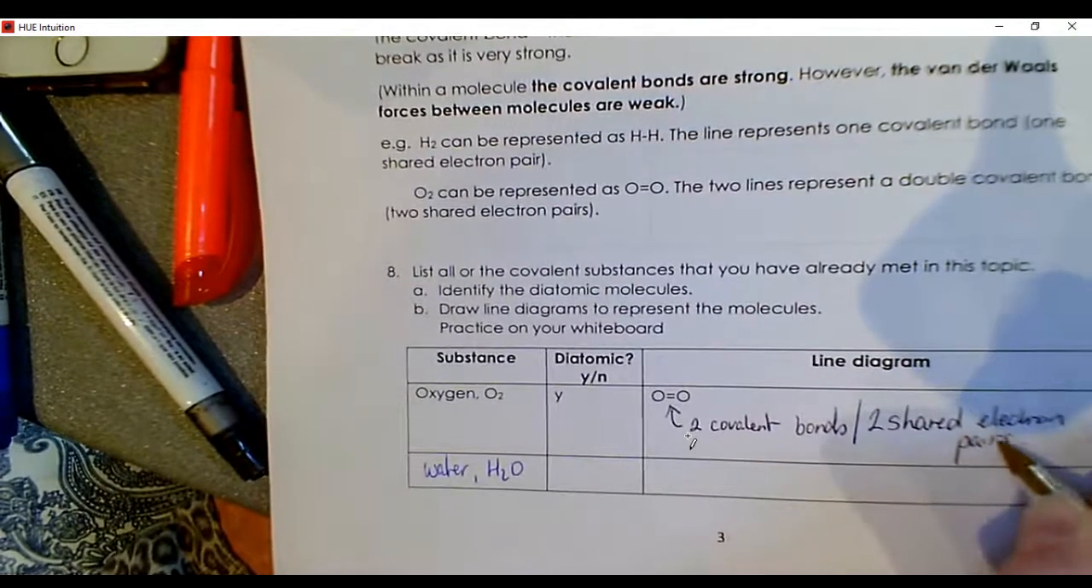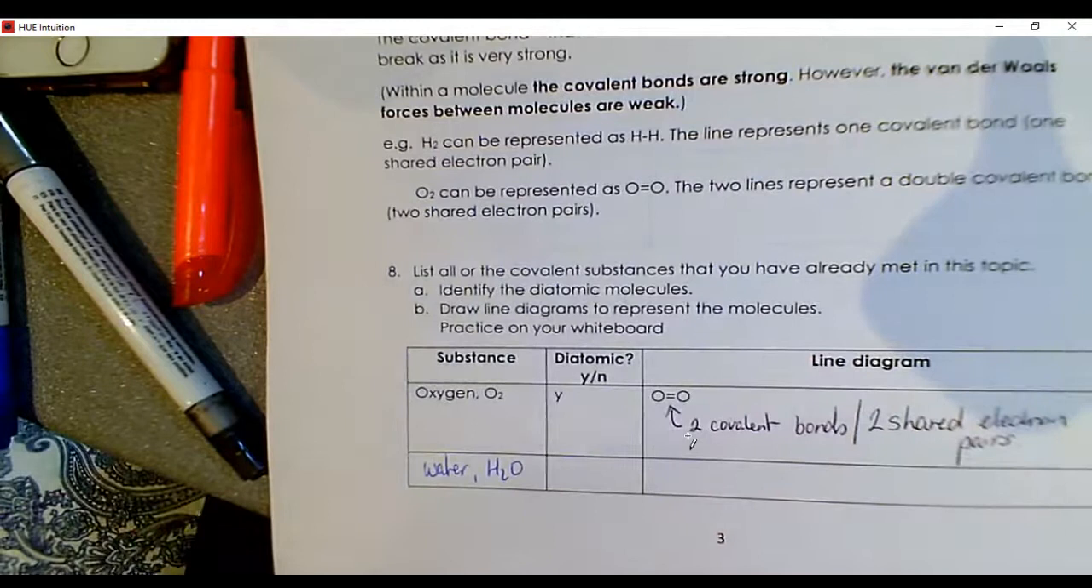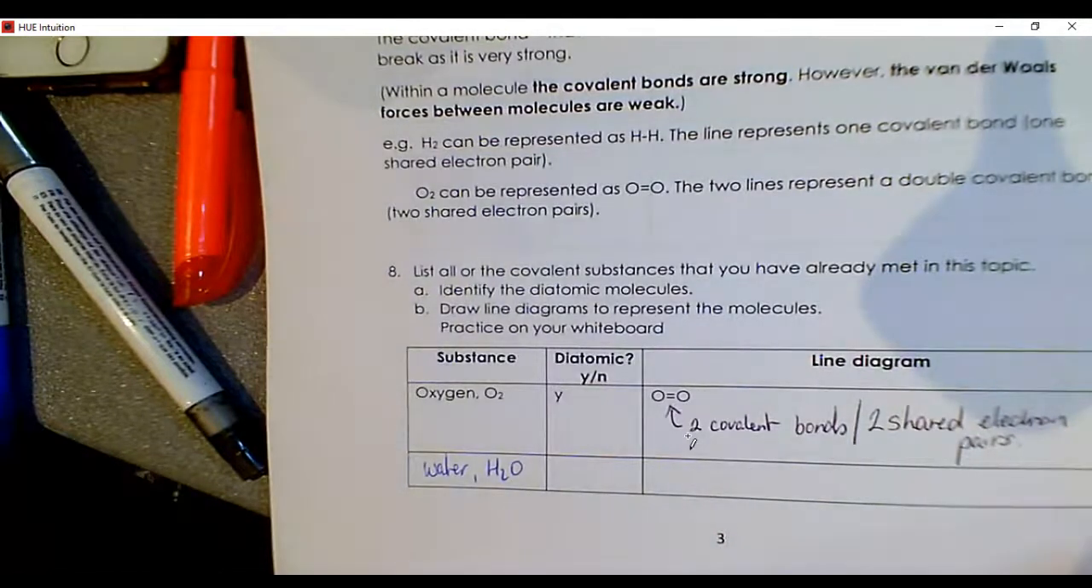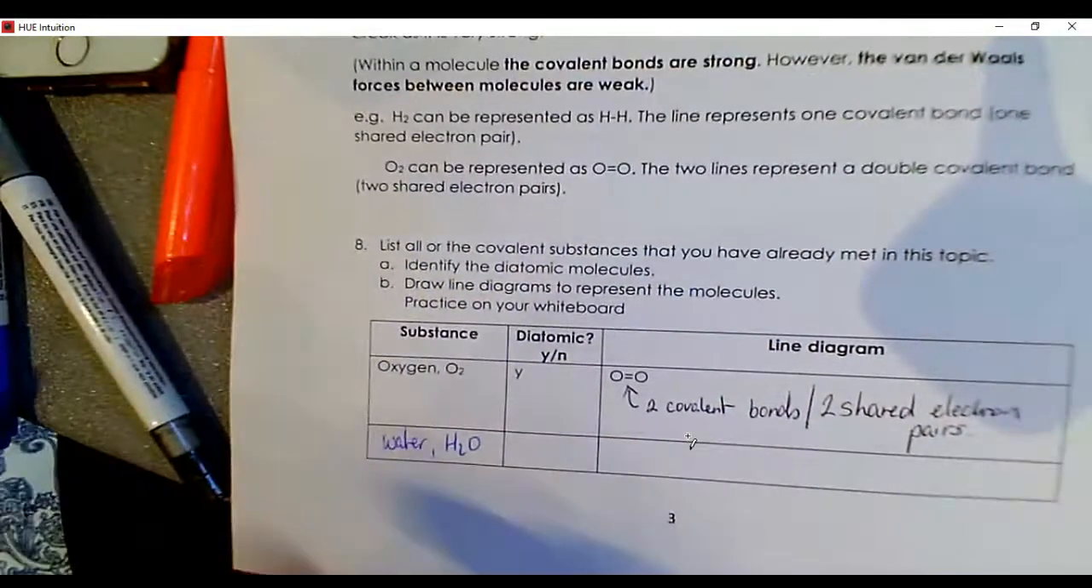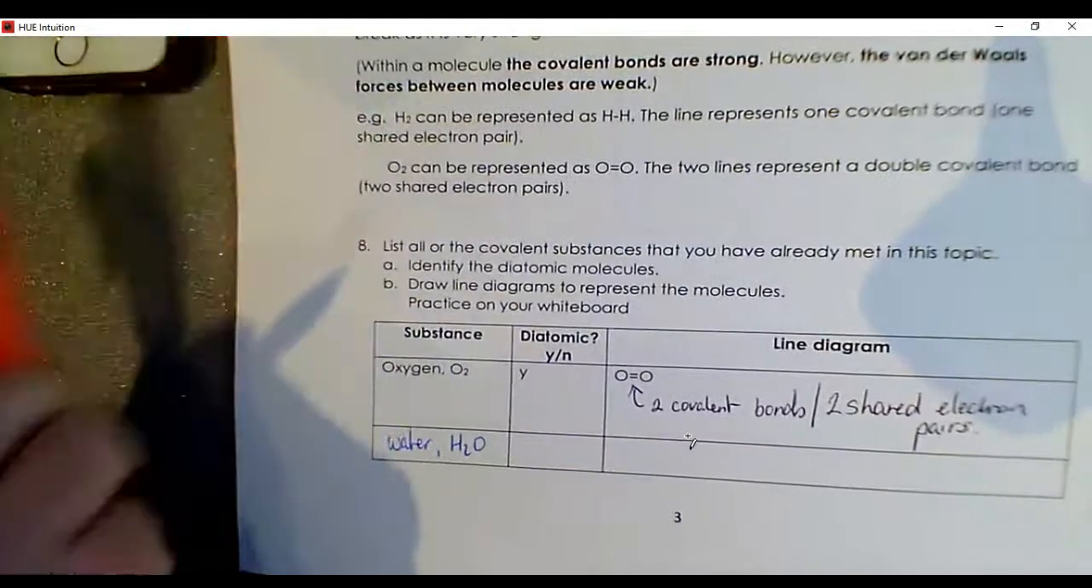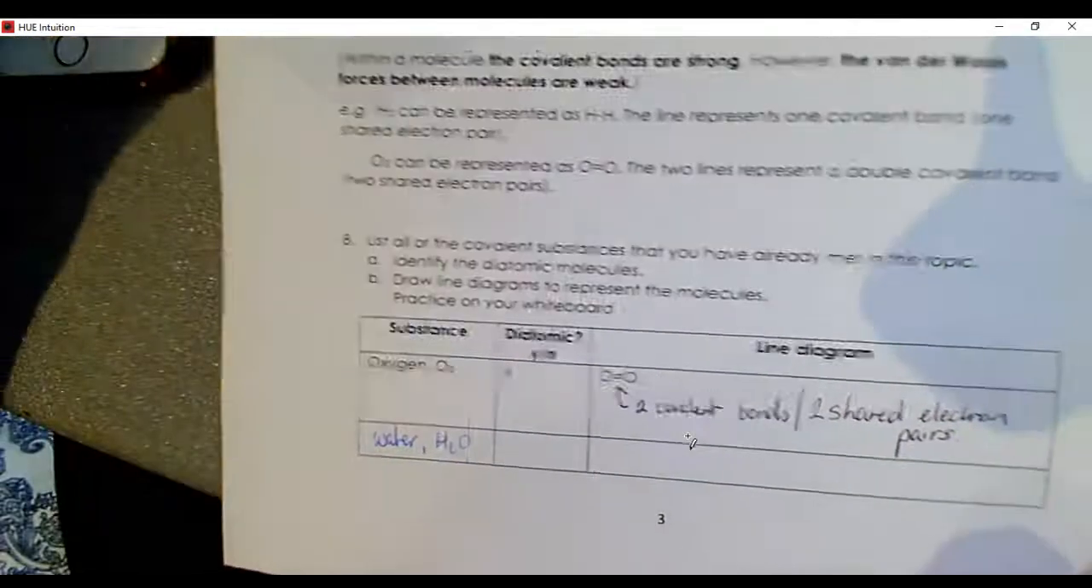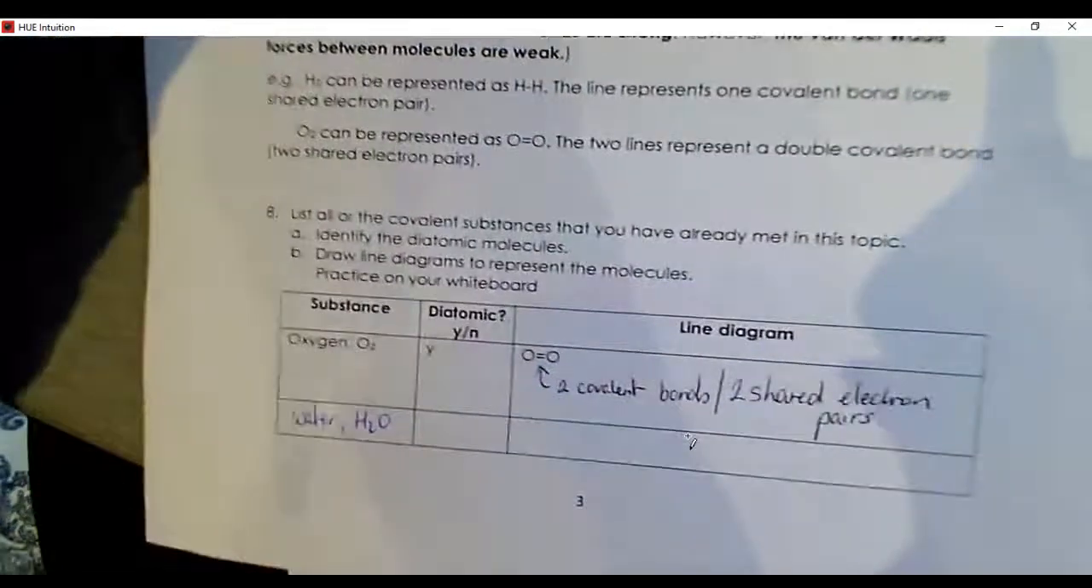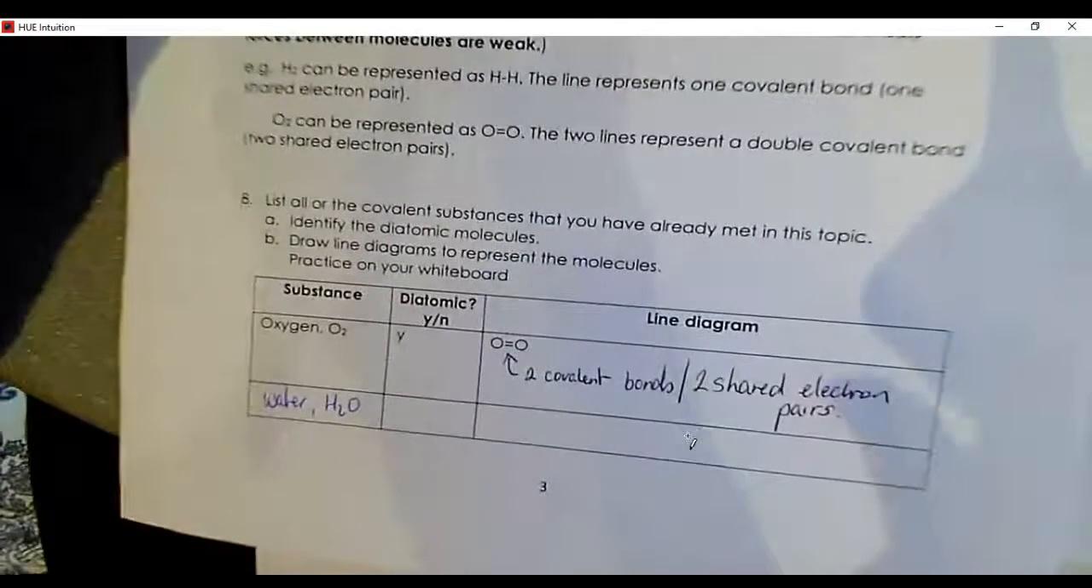So remember, the covalent bond is a shared electron pair. An ionic bond is the electrostatic attraction between oppositely charged ions. Covalent bond is a shared pair of electrons. So they're very different.